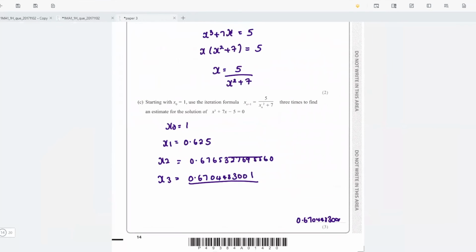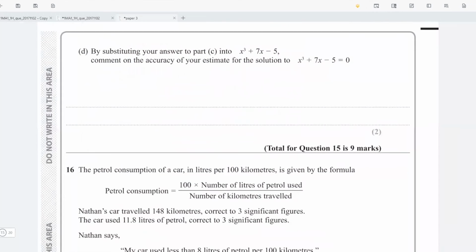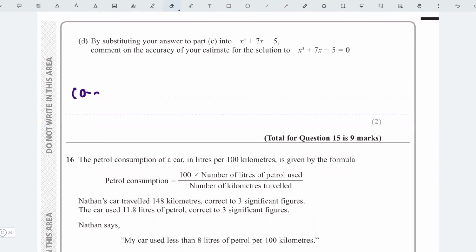Okay. Let's have a look at the next question. By substituting your answer to part C into that, comment on the accuracy. Right, I've got to put my answer in. So I ended up with 0.6704483. Oops. Sometimes it doesn't really cooperate. So let's have a look. Let's go back, rub that out.